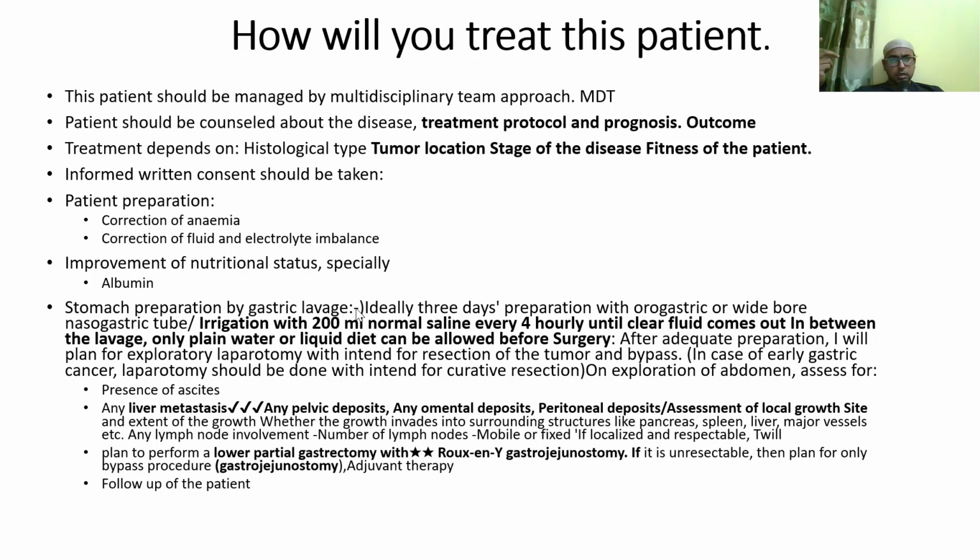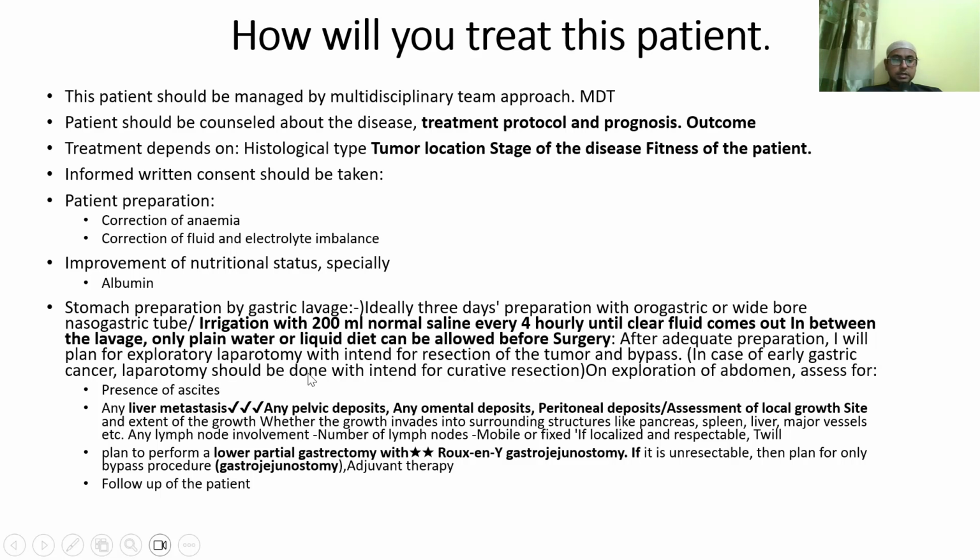But how will you do that? By gastric lavage. Ideally, 3 days of preparation with an orogastric or wide-bore nasogastric tube, irrigating with 200 ml normal saline every 4 hours until clear fluid comes out in between lavage. Only plain water or a liquid diet can be allowed before surgery. After adequate preparation, I will plan for exploratory laparotomy with intent for resection of the tumor and bypass.